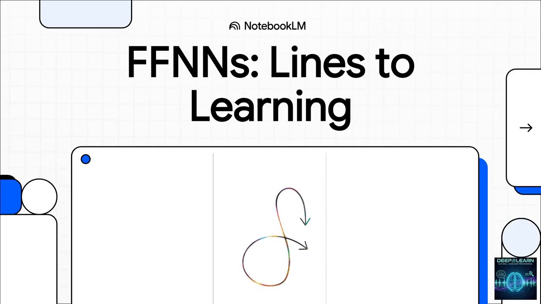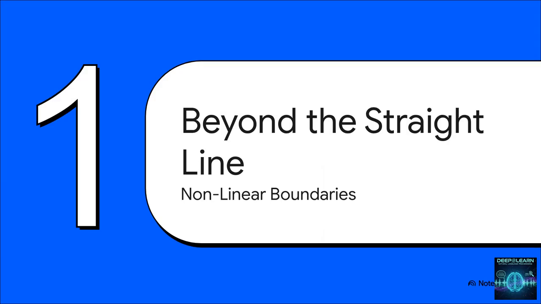Let's get into it. A lot of simple machine learning models work by just drawing a straight line. Think about it. Positive movie reviews on this side of the line, negative ones on the other. And that works great for really simple problems. But let's be honest, the real world is almost never that neat and tidy.